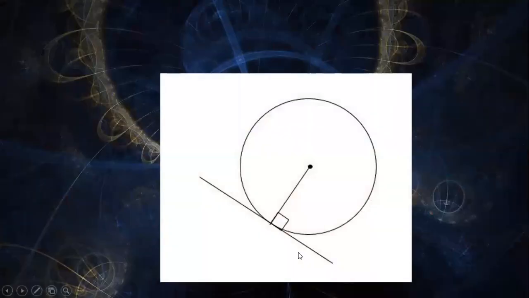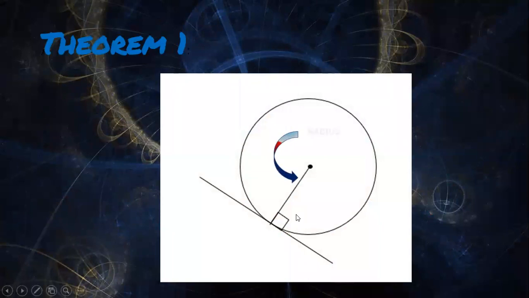So let's look at the theorem first, and then a question. That's a radius. It can also be a diameter. That's a tangent. And this is going to be 90 degrees. It's the point of tangency where the radius and the tangent meet. All right, any questions there? Awesome. What comes next?